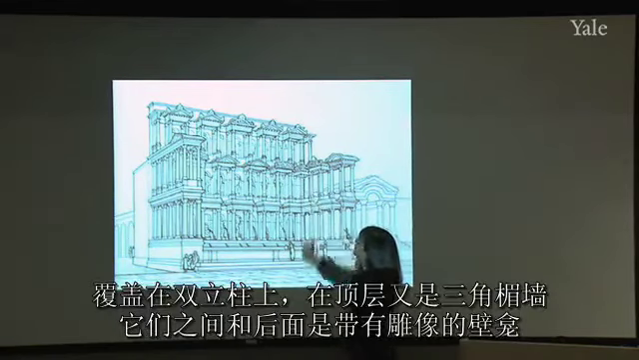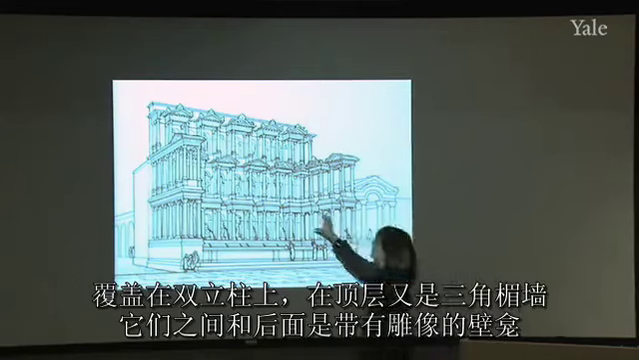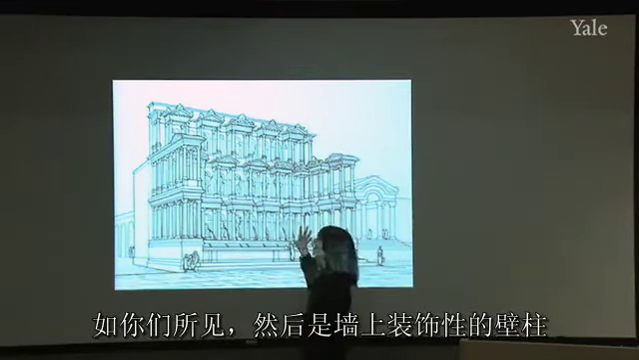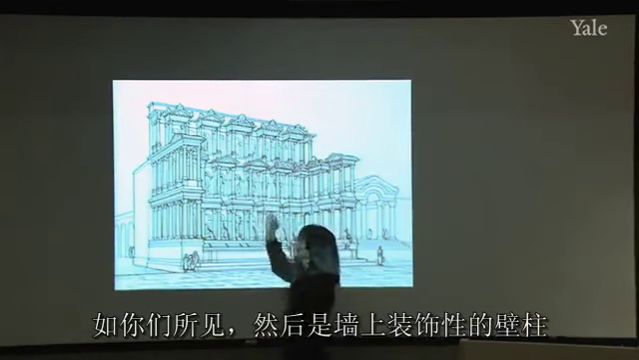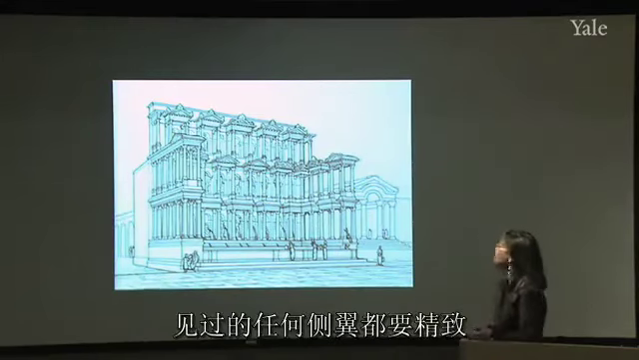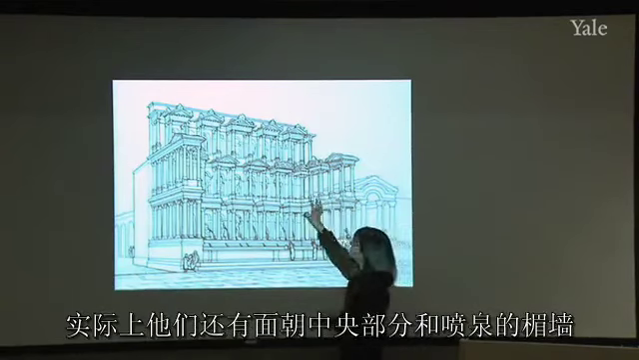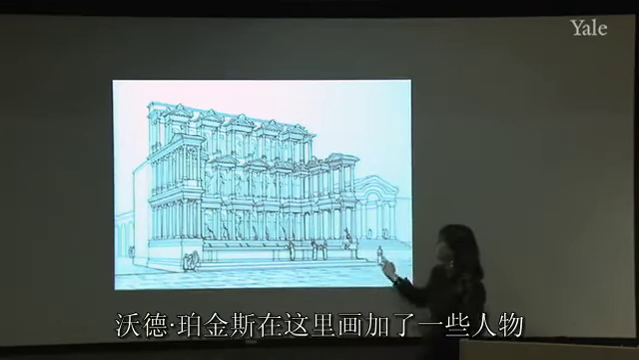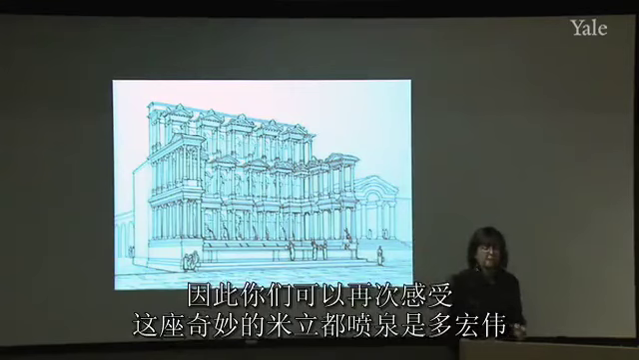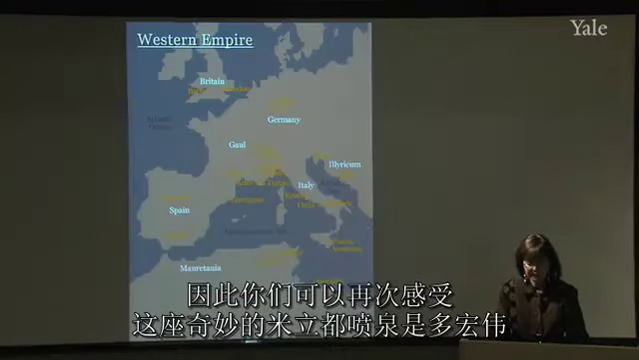And then in the uppermost story, triangular pediments once again, niches behind them and between them with statuary, as you can also see, and then pilasters, decorative pilasters on the wall. This one also has wings, but you can see that the wings are even more elaborate than the wings we've seen in any of the other structures, and they in fact have pediments that face in toward the central part of the structure and toward the fountain proper. Ward Perkins has added a few figures here that give you a sense once again of the enormity of the scale of this amazing fountain in the city of Miletus.